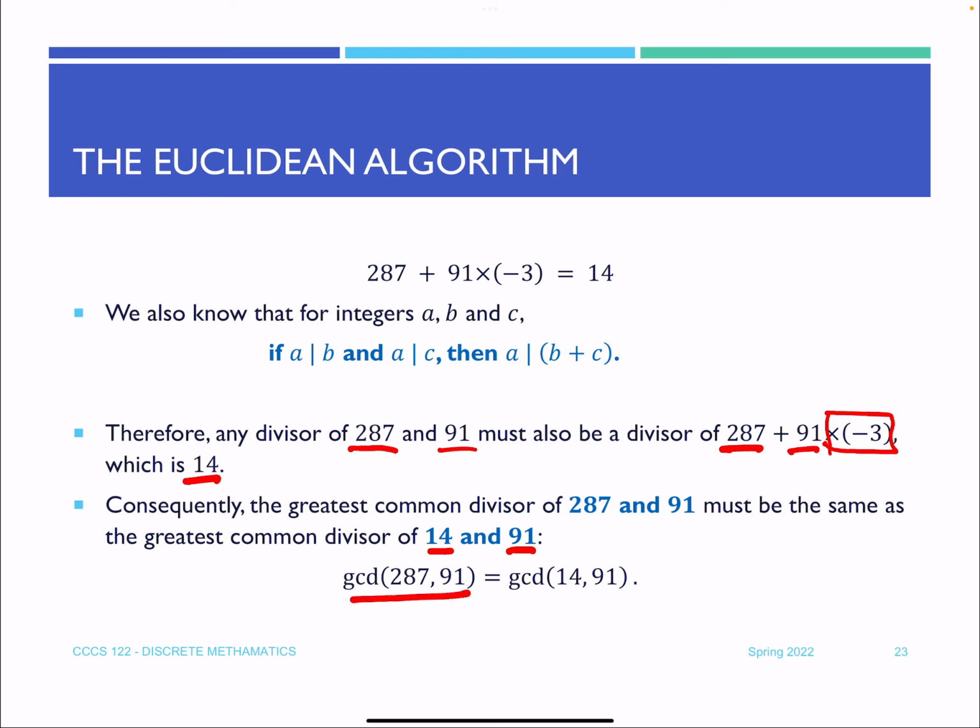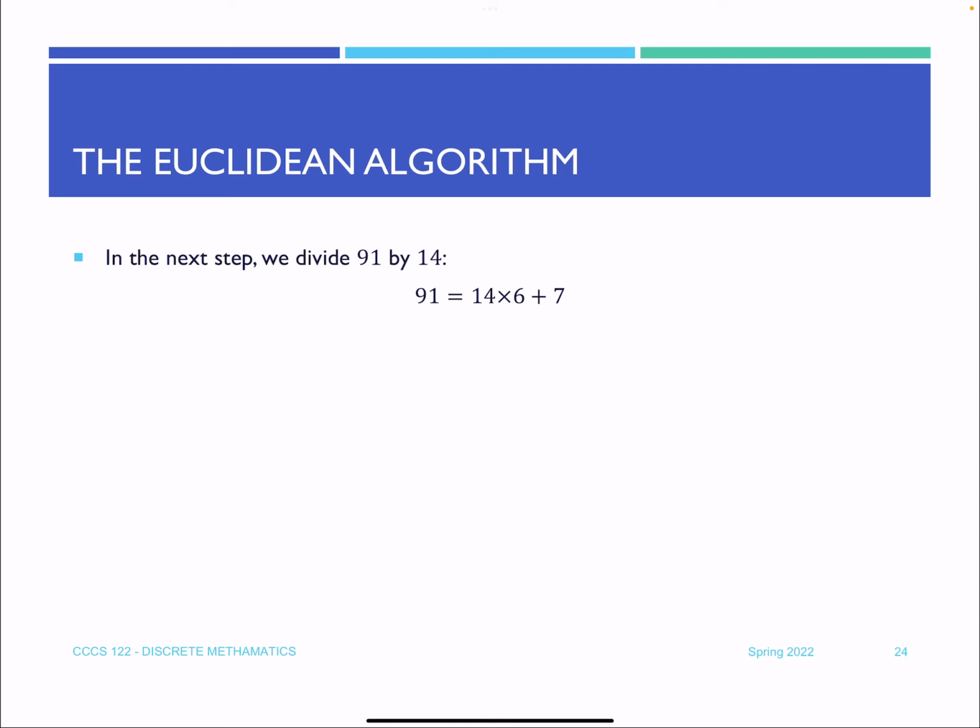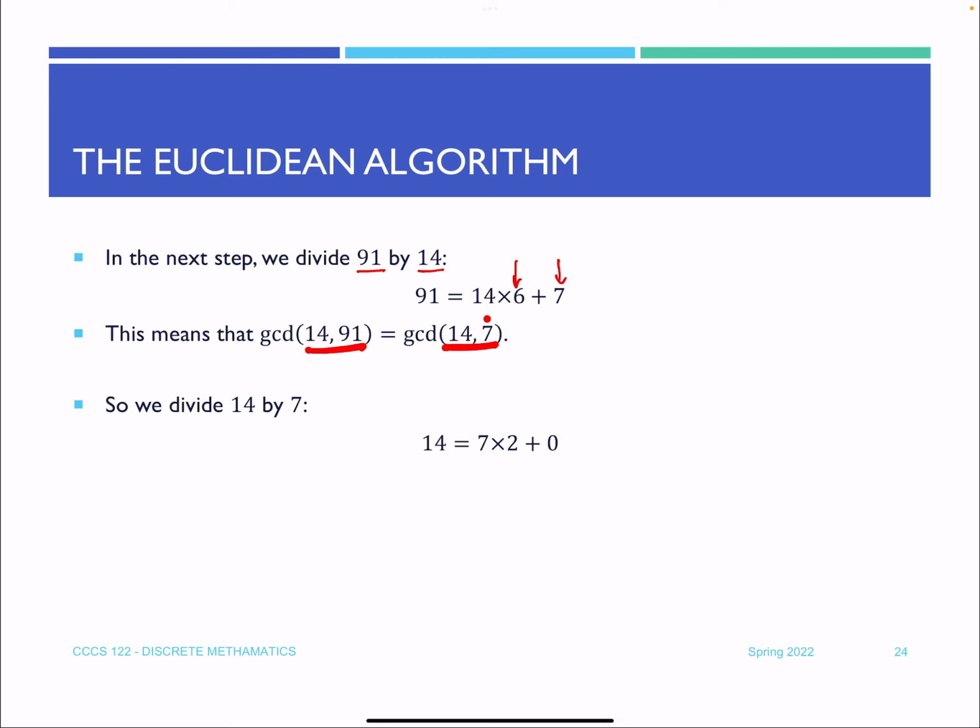So the GCD of these two numbers that we're trying to find is also the GCD of 14 and 91. But now I have to deal with smaller numbers. So in the next step, I basically repeat the same iteration that we just performed. I divide 91, this time by the remainder, 14. You divide 91 by 14, and the quotient is 6. There is a remainder from that, and that remainder is 7. And again, that means that the GCD of 14 and 91 is the same as the GCD of 14 and the remainder, 7. The non-zero remainder, 7. And so we go into the next iteration.